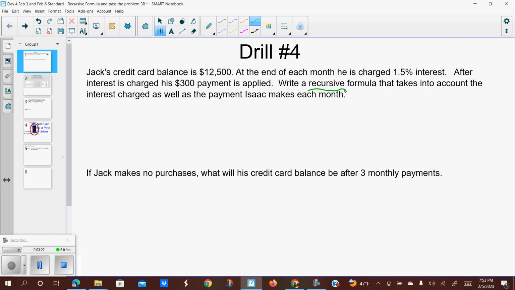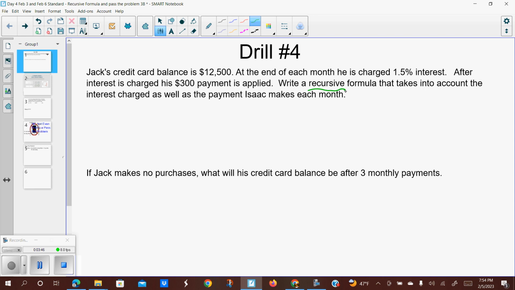If you remember, a recursive formula means that it depends upon the previous value. So that's what ultimately we're going to try and do. Let's actually do the bottom part before we do the top part, because sometimes it's easier to figure out what's happening by plugging numbers in and seeing what's actually going on, and then you can kind of decipher what the pattern is.